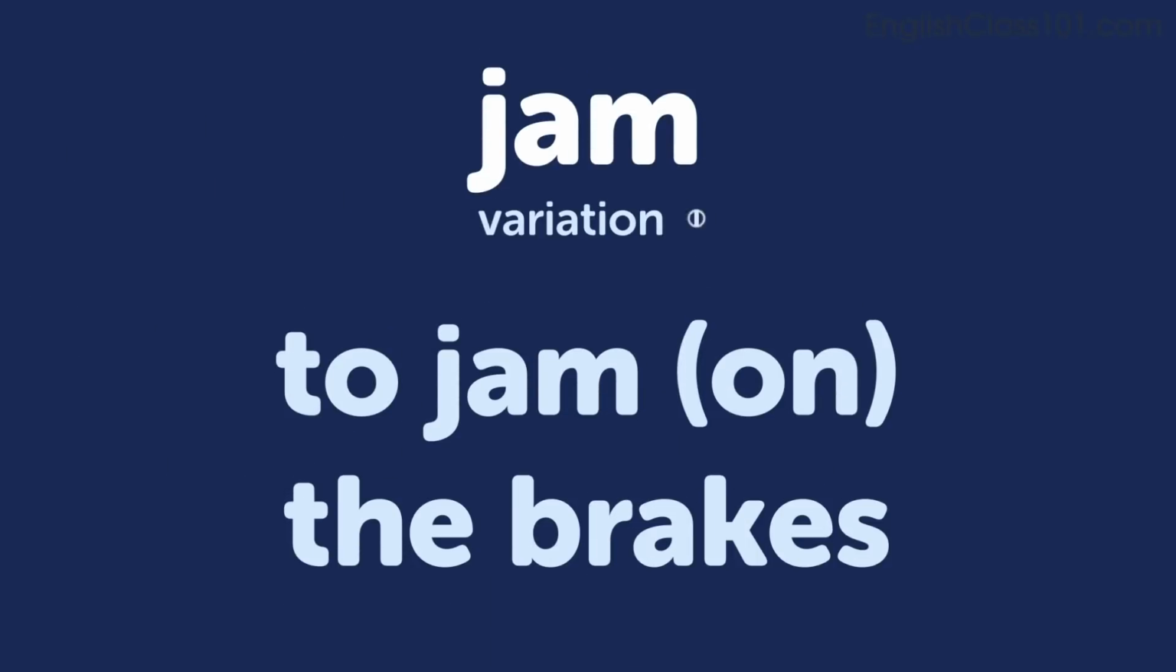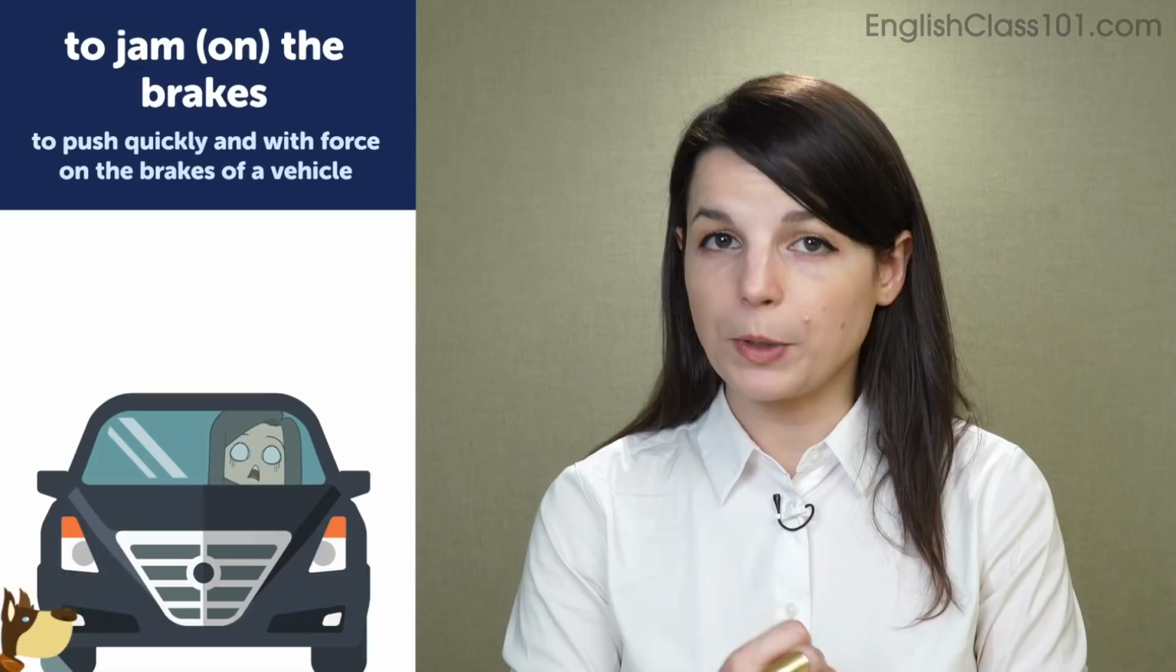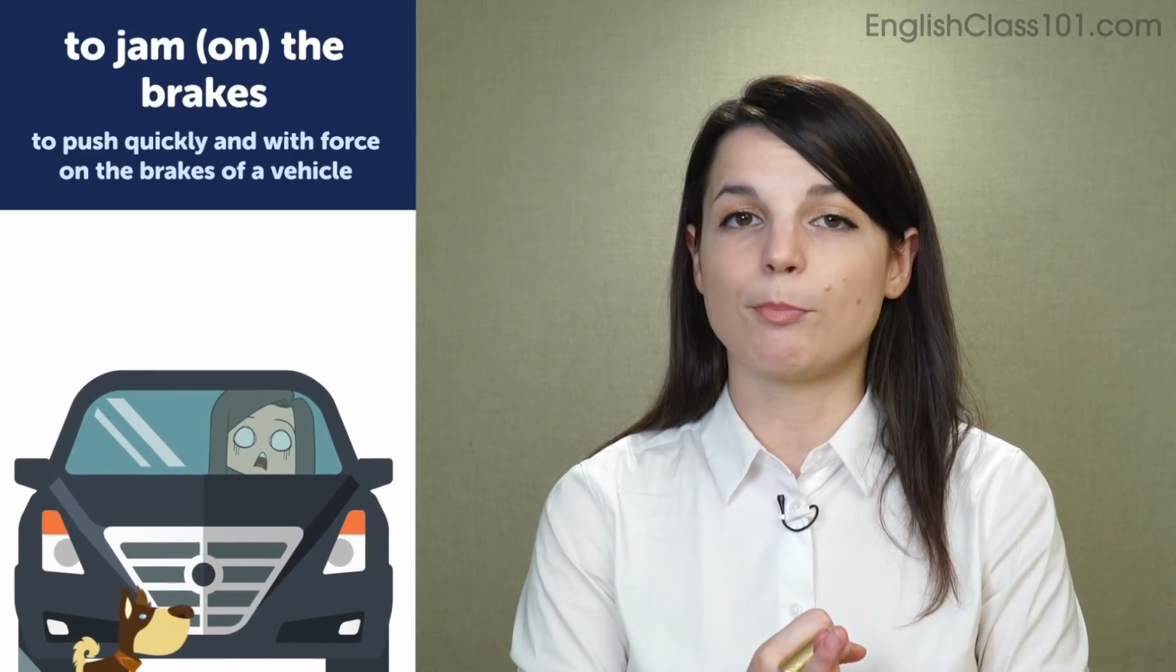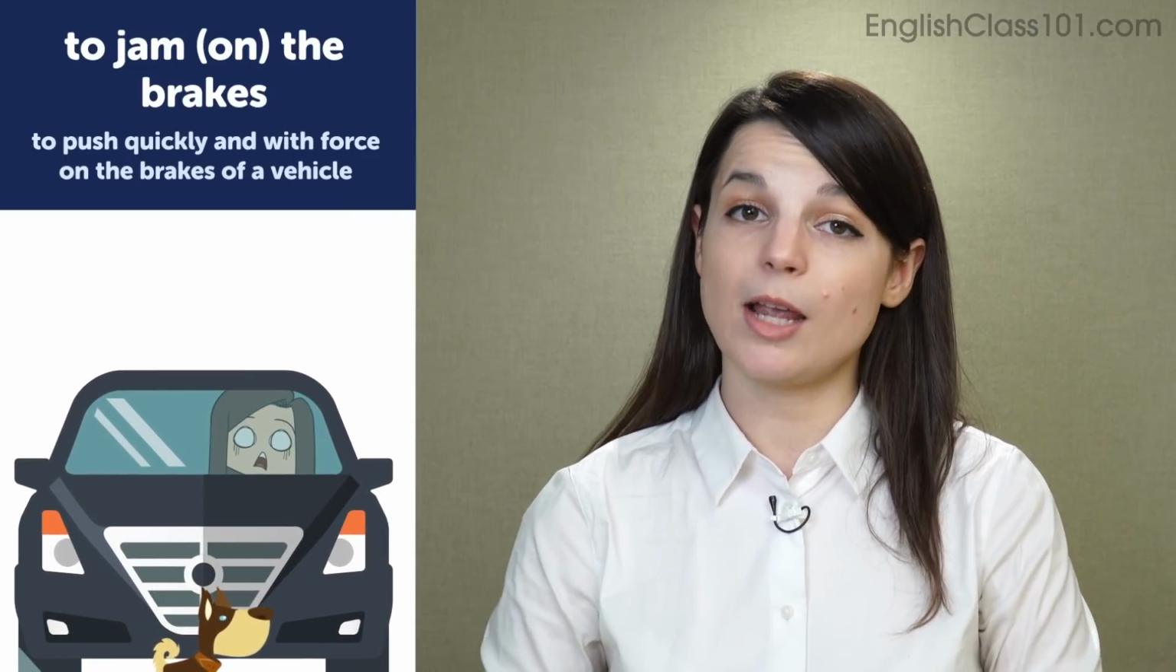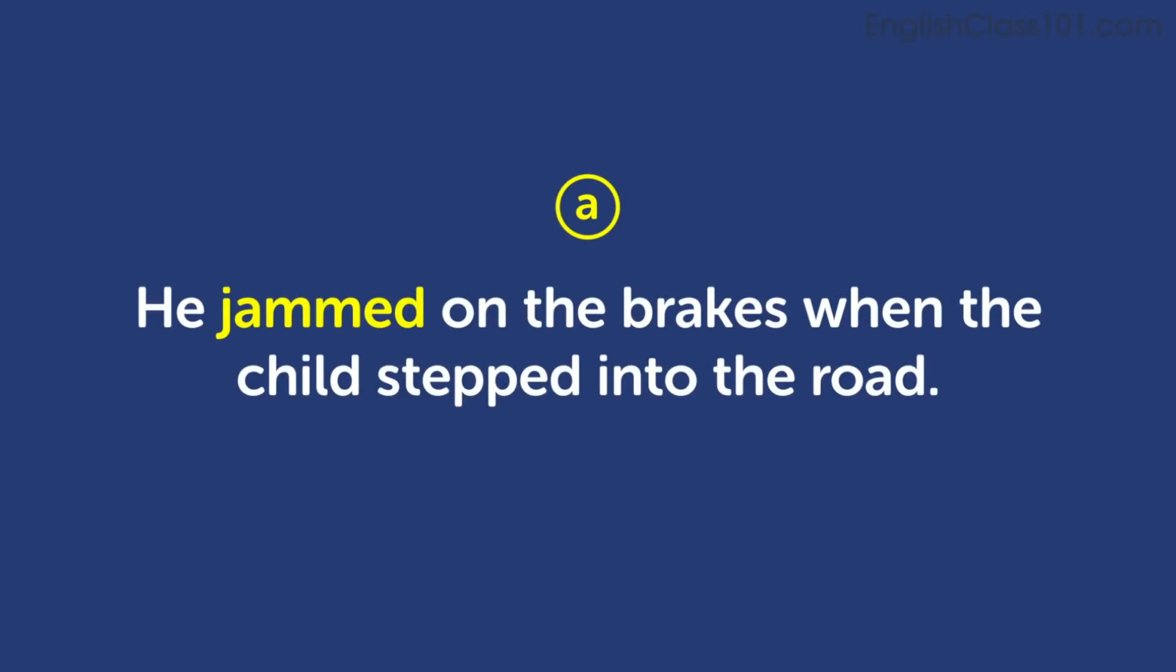Okay, now let's look at a variation for this verb. This variation is to jam on the brakes. To jam on the brakes, quite specific. This expression means to push quickly and with force on the brakes of a vehicle. Examples. He jammed on the brakes when the child stepped into the road.